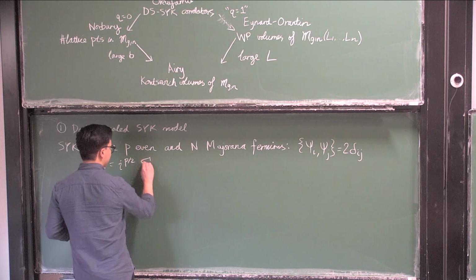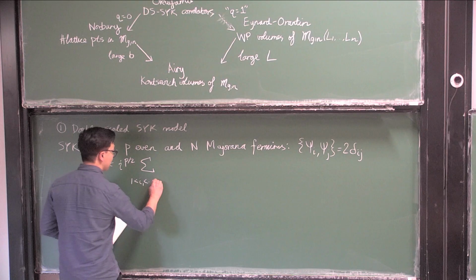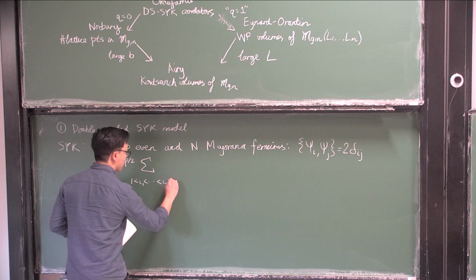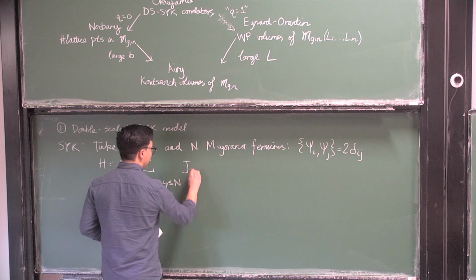So, with these Majorana fermions, we introduce this Hamiltonian. Here i is the square root of -1. I choose some numbers, p of them, from 1 up to n, in order, and I have this random cluster.